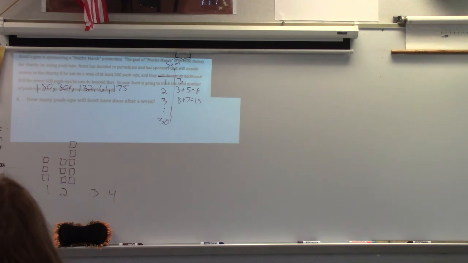We've got to figure out what 30 days equals. So for number 3, you're going to draw the diagram for days 1 through 4. And then number 4, you're going to see how many push-ups he's done after a week.